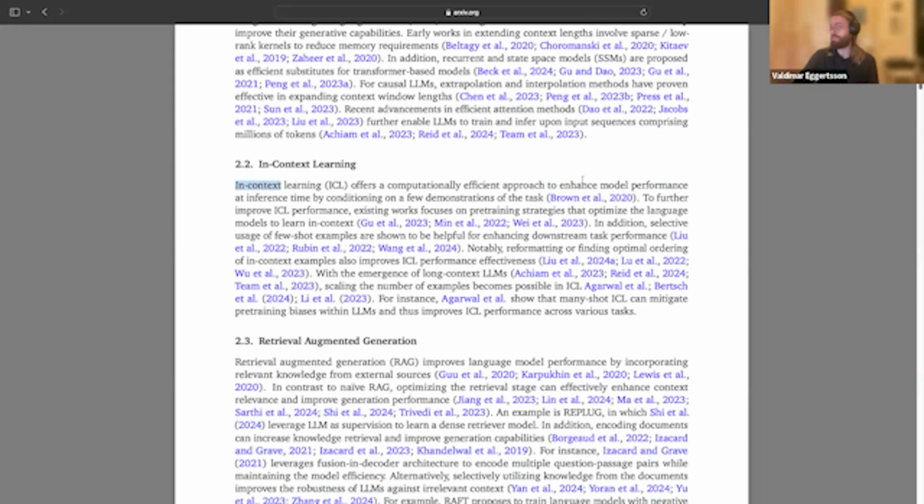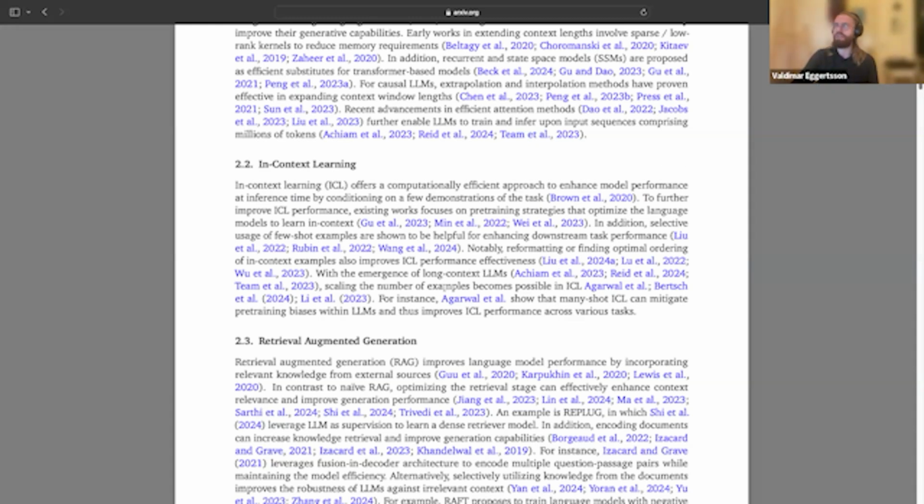And in-context learning is basically something you do to enhance model performance at inference time. So this is only a smart way to prompt it by conditioning on a few demonstrations of the task. And they cite this paper here. This is a GPT-3 paper. So I think that's what you did with GPT-3. You could supply a few examples, and then it could solve your task quite well.